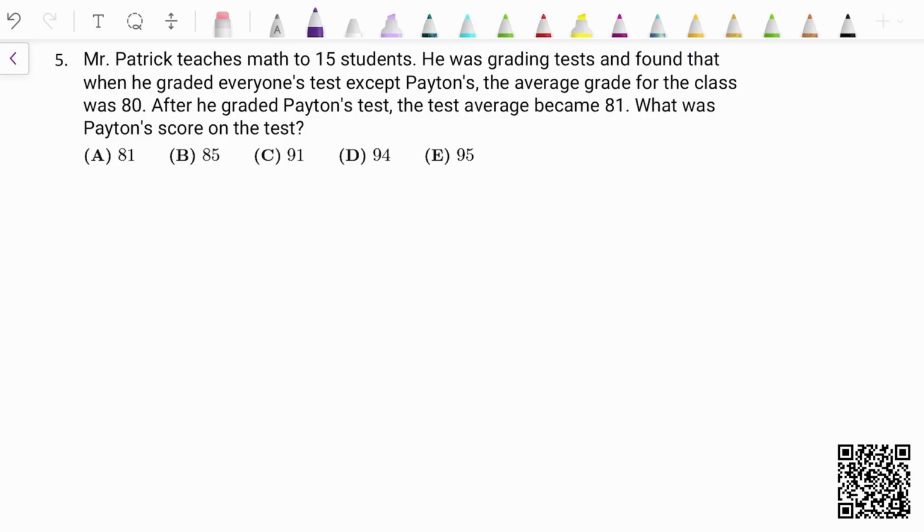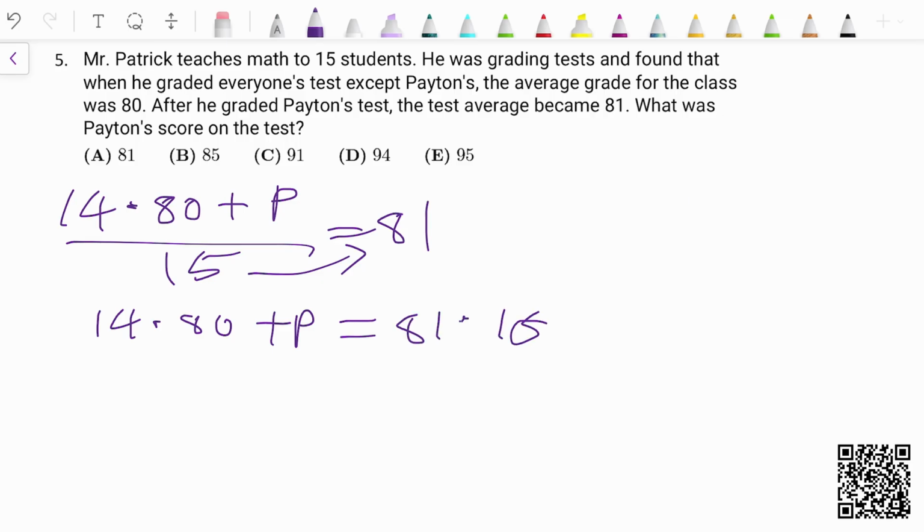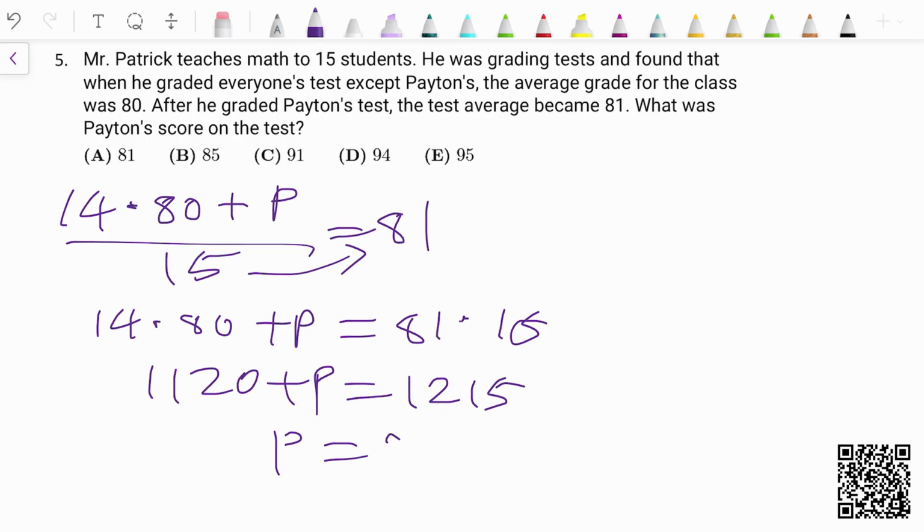So basically, if we write out a basic algebraic equation, this is the most straightforward method. We have 14 times 80 representing the other 14 students, plus Peyton's score, just plus P, divided by 15, which is the total, is equal to 81. Moving 15 to the other side, we get an equation that looks like 14 times 80 plus P is equal to 81 times 15, meaning that 14 times 80, that's just 1120, plus P is equal to 1215. P is then equal to 95.